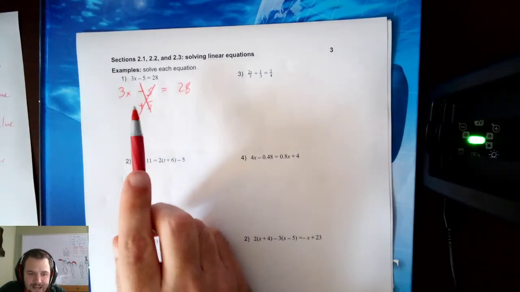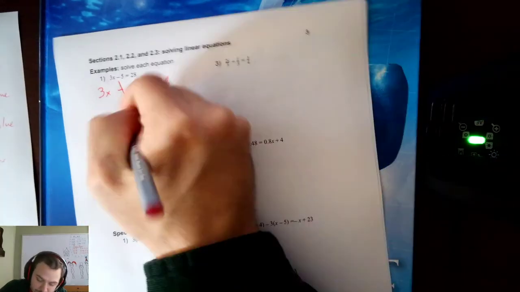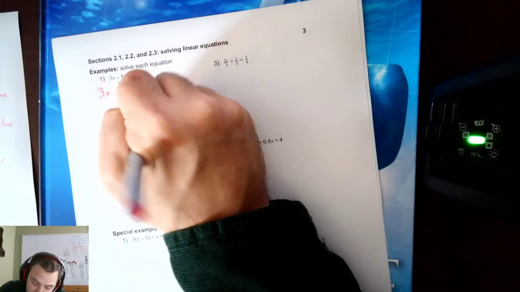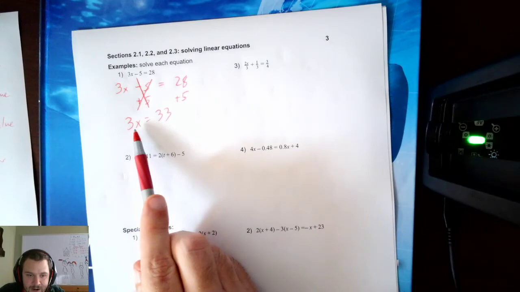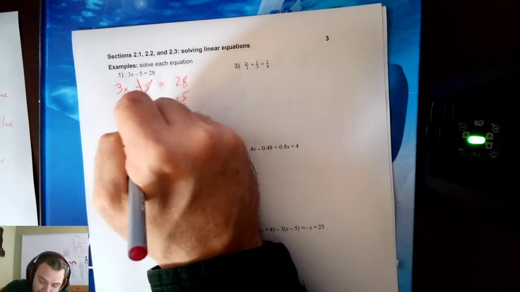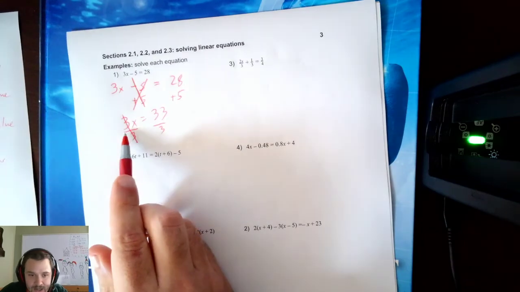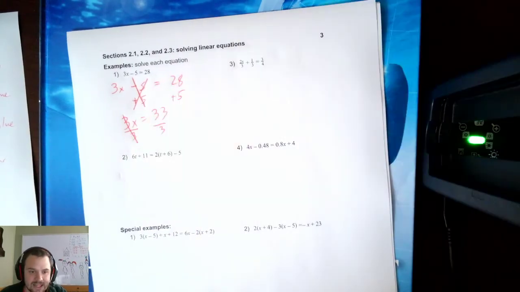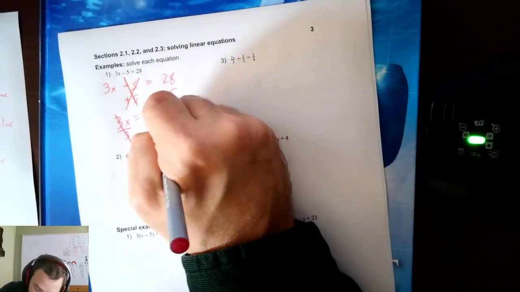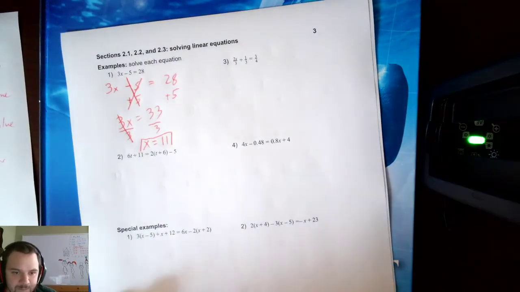But if I do something to the left side, I have to do the same thing on the right side. So if I add 5 over here, I get 3x left here, and on the right side I have 33. Now, I have only variable terms on the left and only constant terms on the right. Now I'm ready to divide. I can divide both sides by 3 to cancel out that 3, right? I can divide that 3 out of there and leave myself with x equals 33 divided by 3 is 11. So x equals 11 is my answer.